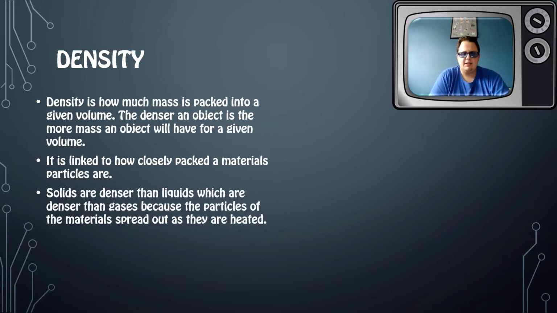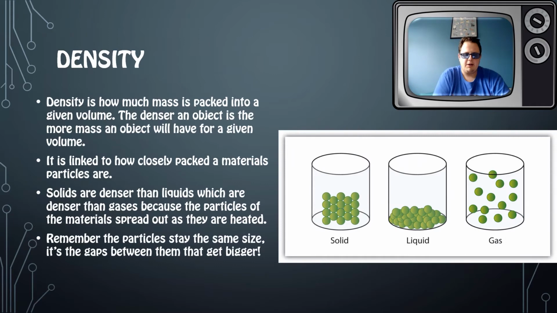Now, solids will be denser than liquids, and they're denser than gases generally. There is one exception, and that is water. Water at around minus 3, minus 4, I think, is actually less dense than liquid water, which is why ice floats. But that's an oddity. The rest, solids are generally denser than liquids, which are denser than gases, and it's because of how the particles are spread out.